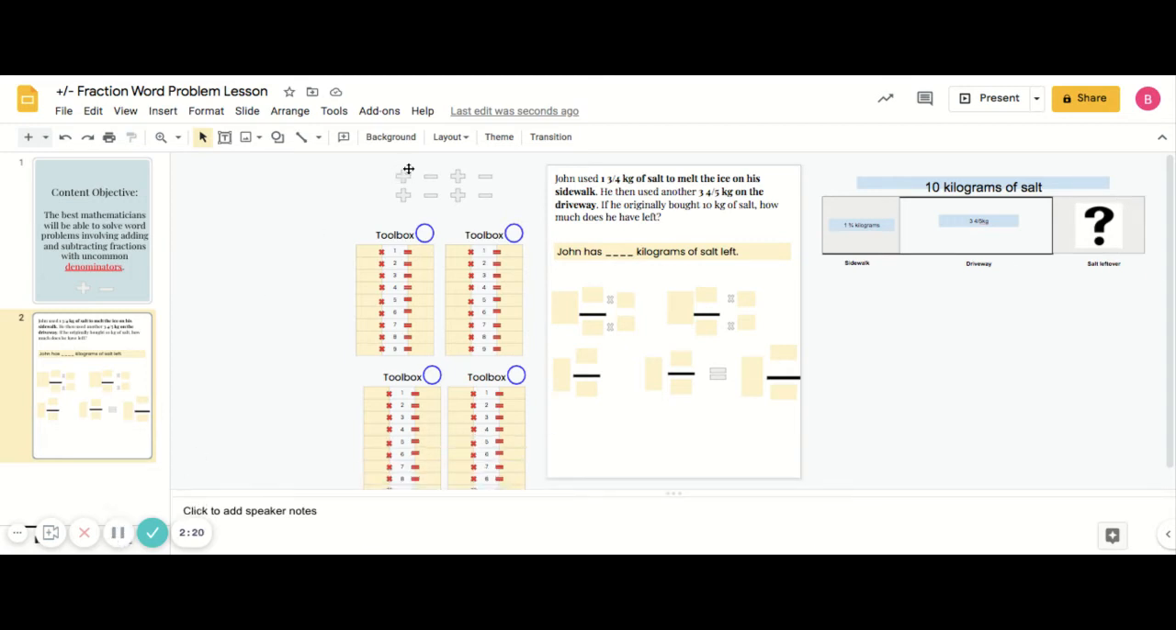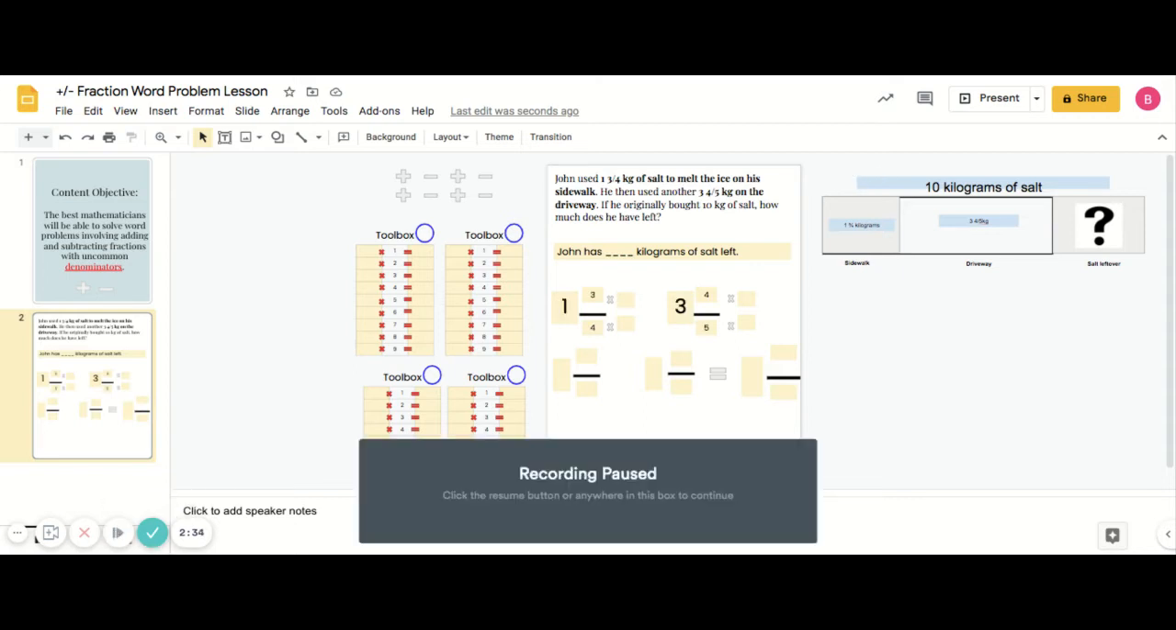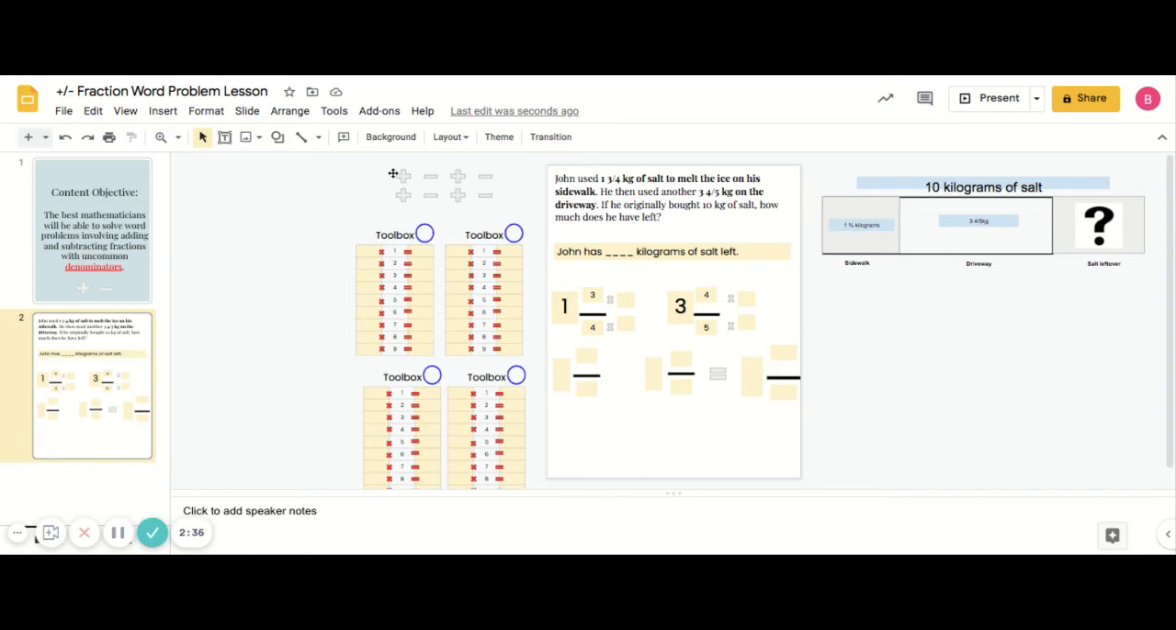In order to figure out how much salt John used on his sidewalk and the driveway, we need to add these two numbers together. So we are going to take the 1 3/4 and add it to the 3 4/5. I am going to take one of these addition signs and place it in between our two mixed numbers because we are going to add both of these amounts together. So I'm going to do that both places here.